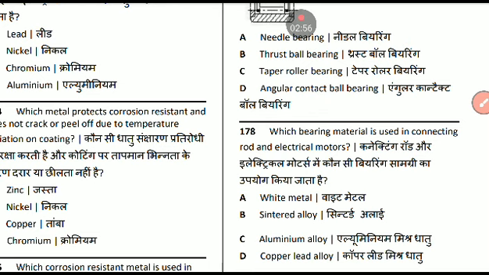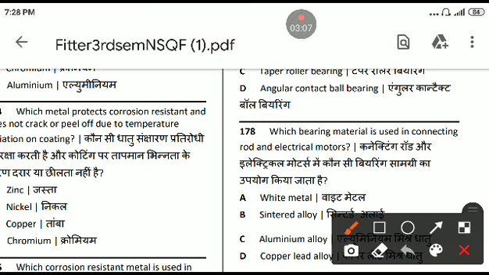Which bearing material is used for connecting rod and electrical motors? Option A white metal, option B sintered alloy, option C aluminum alloy, option D copper alloy. Copper lead alloy, option D.